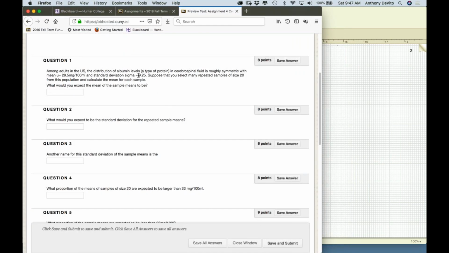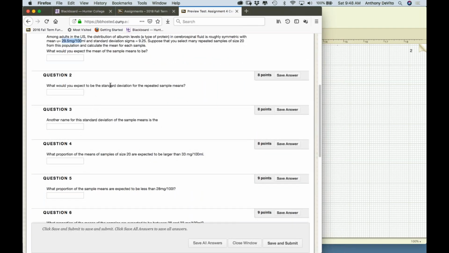Among adults in the U.S., the distribution of albumin levels, a type of protein, is roughly symmetric, with a mean of 29.5 and a standard deviation of 9.25. Suppose that you select many repeated samples of size 20 from this population and calculate the mean for each sample. What would you expect the mean of the sample means to be? Well, since it's symmetric about the mean, and we know our rules, we would figure that the mean for our repeated samples would approximate the mean for the population. So we'd say 29.5 there.